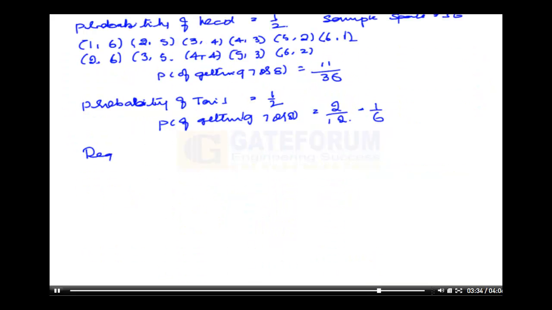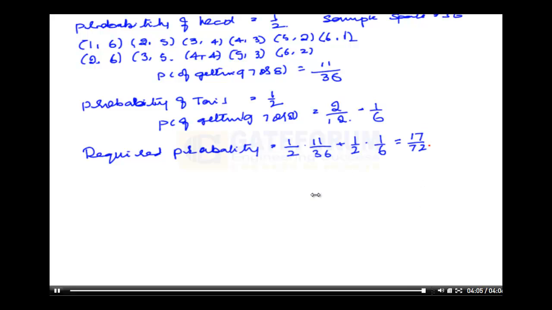Hence, the required probability is equivalent to 1 by 2 into 11 by 36 plus 1 by 2 into 1 by 6. That should be equivalent to 17 by 72. Hence, your answer is C.